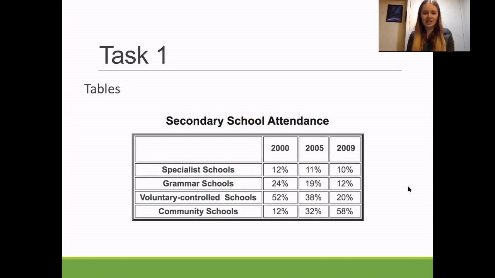in 2009, suddenly the one that was the highest previously is no longer the highest. So those are some things you want to look at, like what is growing, what is decreasing, and you don't have to make theories about why that might be. You're just presenting the information.